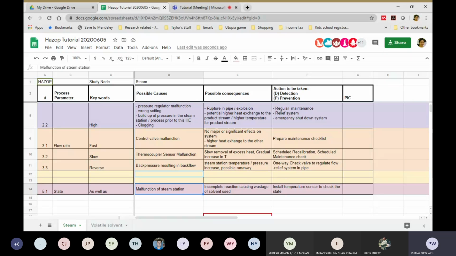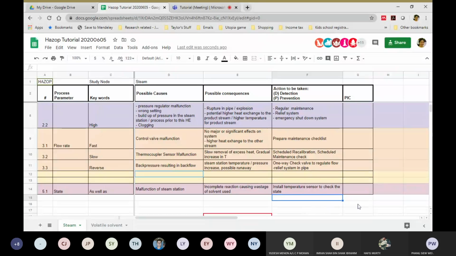And that can actually destroy our heat exchange function, because we all know that the heat capacity of steam and liquids are very different. So the heat exchange rate in steam and in liquids are very different as well. Incomplete reactions cause wastage of solvent use. That is absolutely correct. Install temperature sensor to check the state. Yes, you can do that. Anything else?